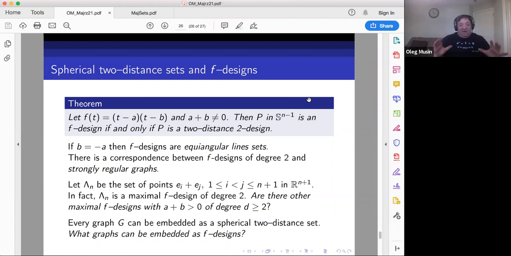We already have a graph, and we know, for instance, that a strongly regular graph can be embedded as a spherical F-design. But what about other graphs? Do there exist some examples? For instance, the Kissing arrangement in 4 dimensions is an F-design, also a design for some strength. But what about the general case? What do we have to add?